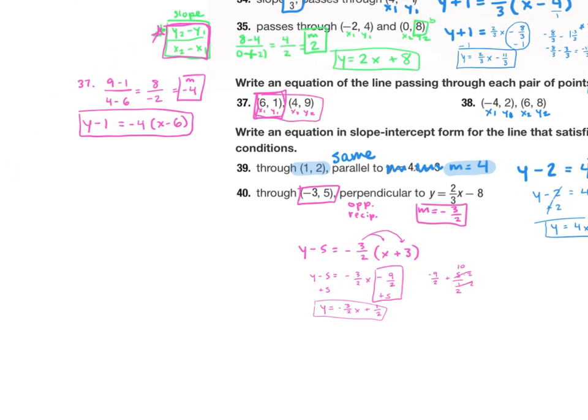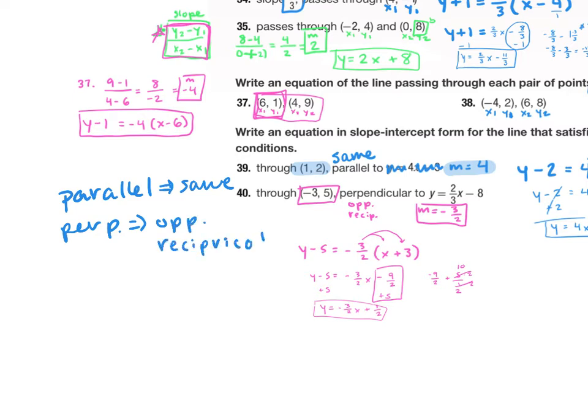For parallel and perpendicular, remember if two lines are parallel, that means they have the same slope. If two lines are perpendicular, that means that their slopes are opposite reciprocals. So you just flip it. So if we had 1/2, this would become what? What is it? -2. Perfect. So we just flip it and make it negative. Or if it was already negative, we would flip it and make it positive.